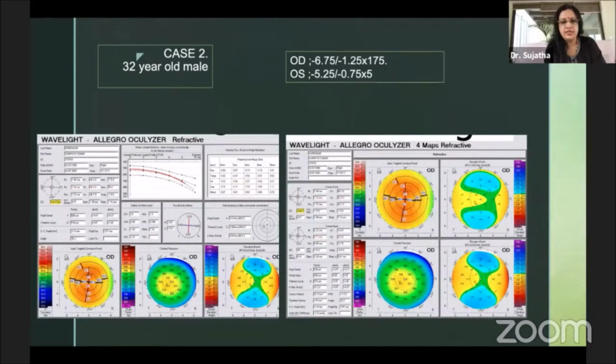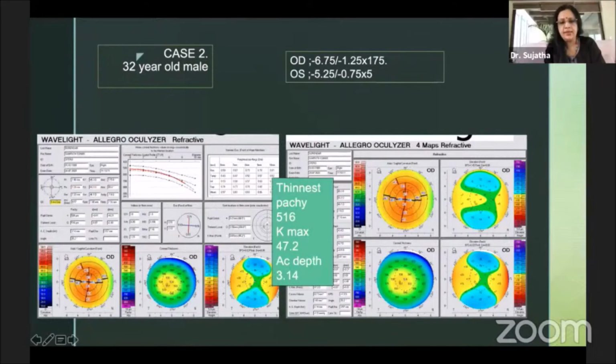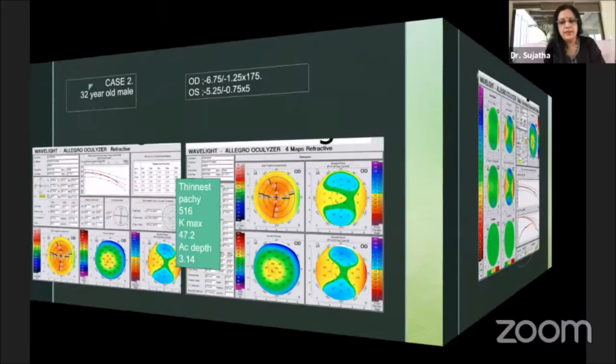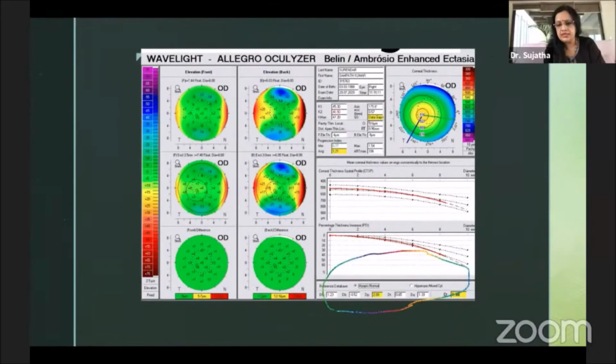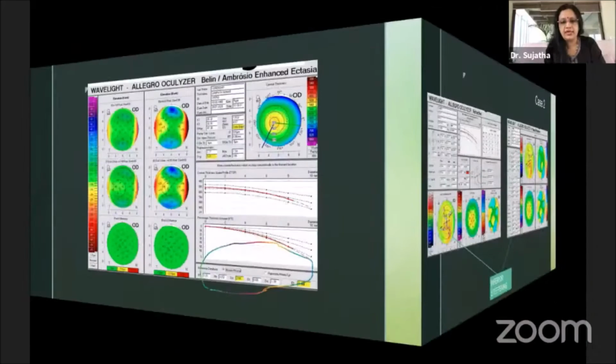And case 2 is a 32-year-old male, and he had a high sphere and a slightly lesser cylinder. And you can see that most of the maps are normal except for the CTSP. There is a definite drop in the CTSP here. And Kmax is 47.2. And there are some parameters which are abnormal here as well, but this patient probably can have either a surface procedure or he can go for a phakic intraocular lens.